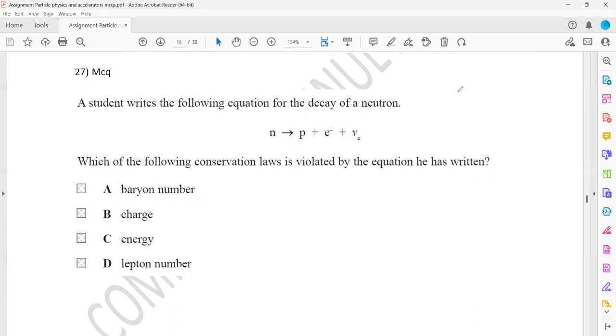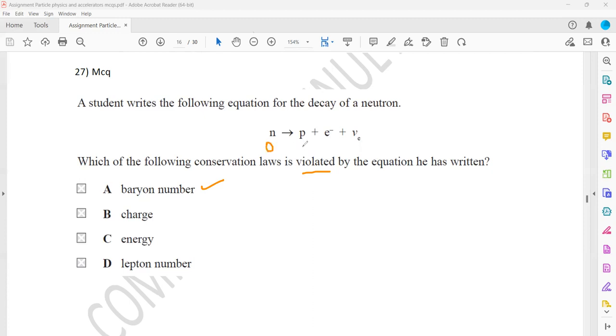Baryon number: for each quark it is 1/3, and for an anti-quark it is minus 1/3. The neutron contains 3 quarks, so 1/3, 1/3 and 1/3, which makes it plus 1. The proton is also plus 1, and the electron and anti-electron neutrino are leptons, so baryon number is valid. We have to check which is violated, which is not balanced.